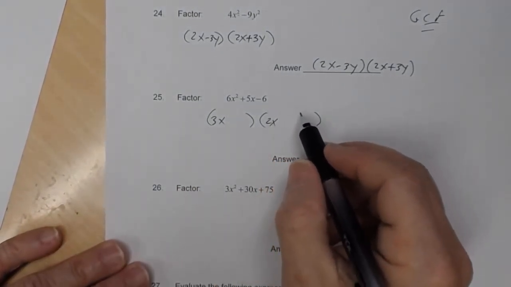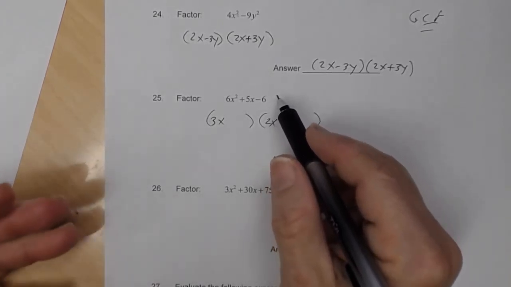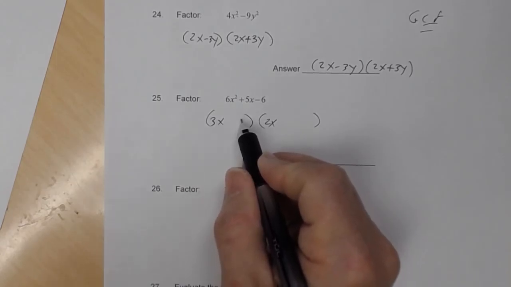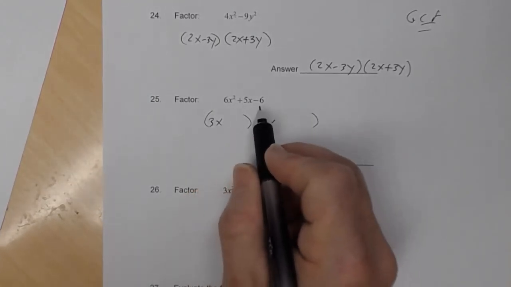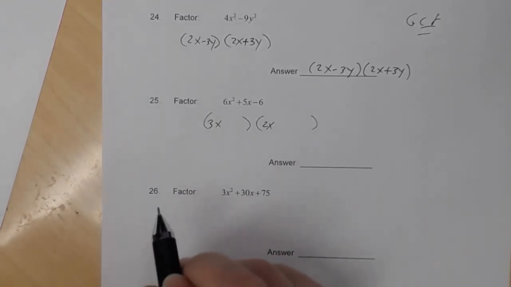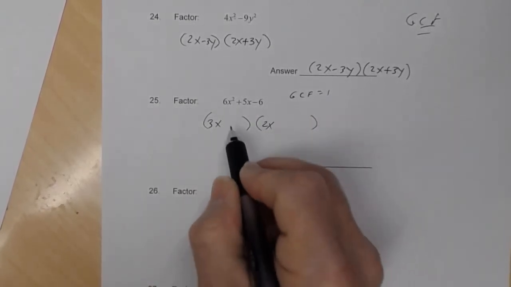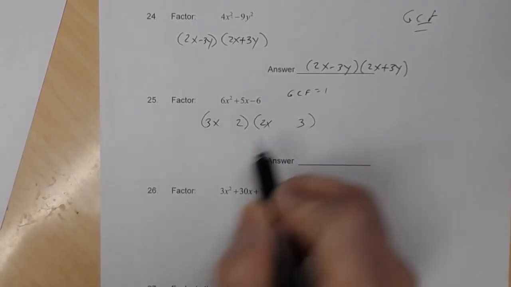So for 6, I'm going to use either 6 and 1 or 3 and 2. So let's use 3 and 2. I know that I cannot put a 3 here because then I could factor out a 3, which I cannot because the GCF is 1. So I'm going to put the 2 here and the 3 here.